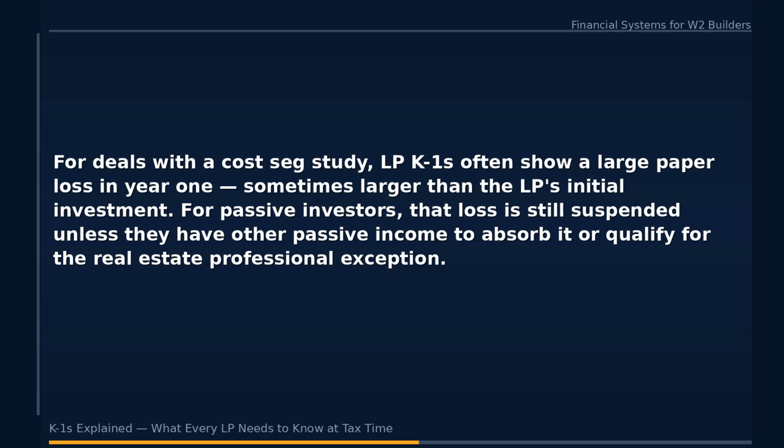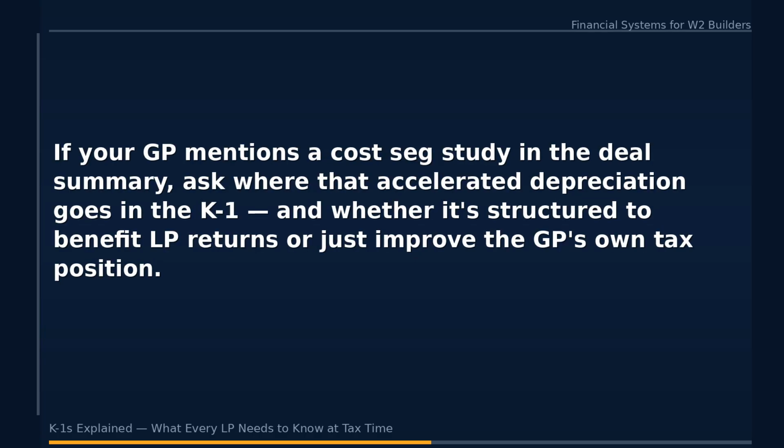For deals with a cost seg study, LP K-1s often show a large paper loss in year 1, sometimes larger than the LP's initial investment. For passive investors, that loss is still suspended unless they have other passive income to absorb it or qualify for the real estate professional exception. If your GP mentions a cost seg study in the deal summary, ask where that accelerated depreciation goes in the K-1, and whether it's structured to benefit LP returns or just improve the GP's own tax position.